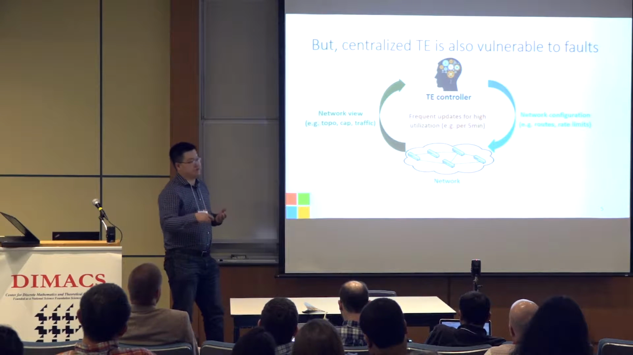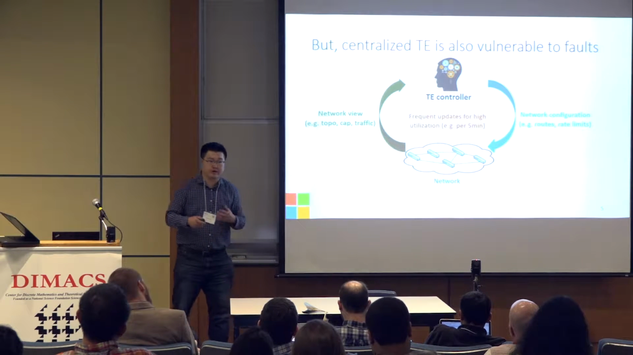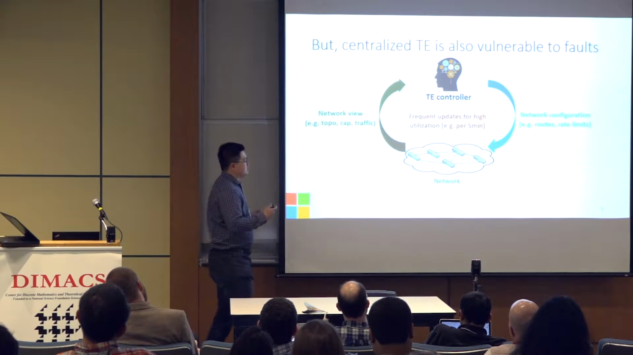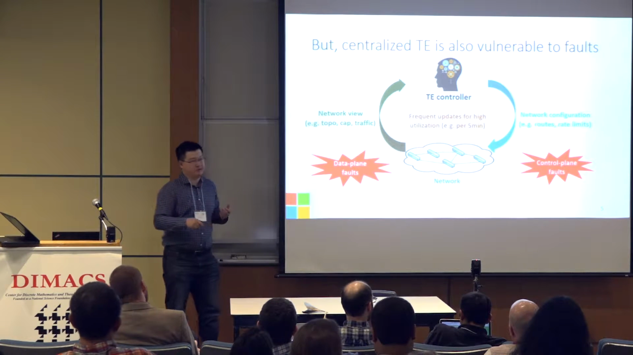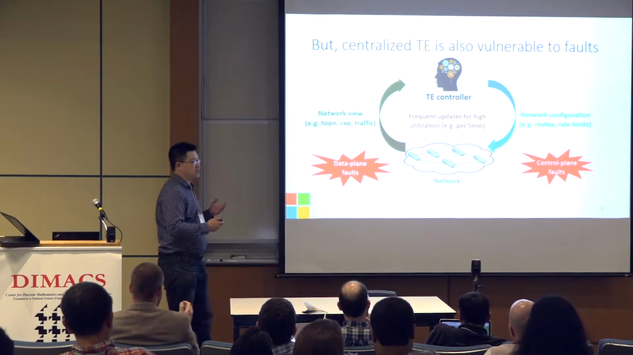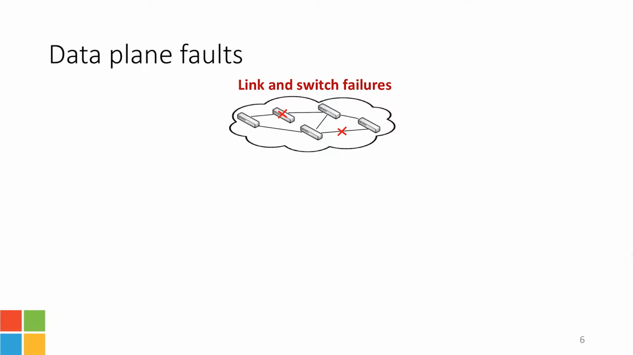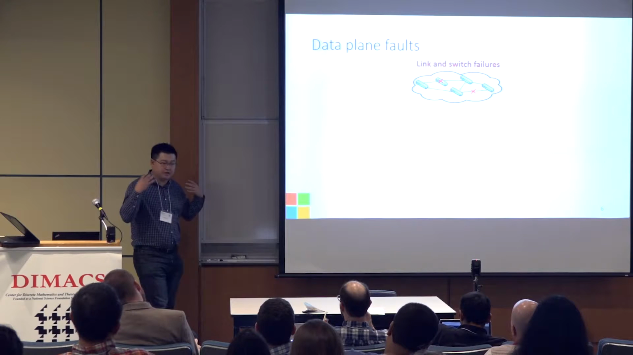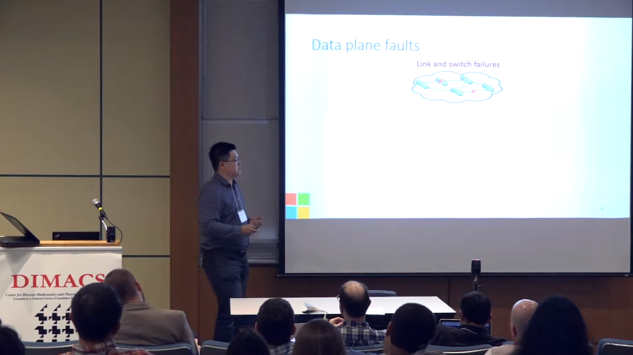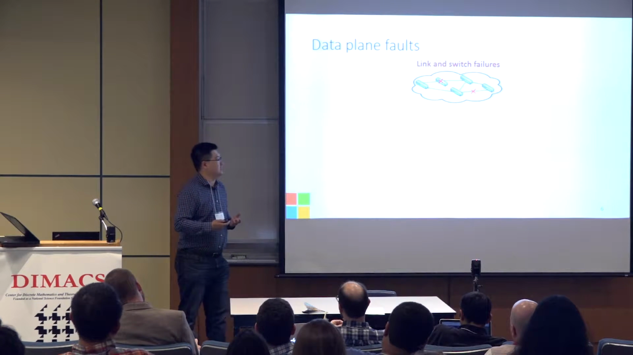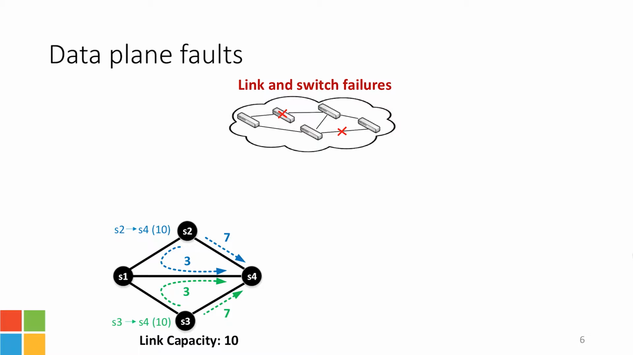Because the TE controller is monitoring and controlling the network remotely, it is very vulnerable to the faults that can happen in the network. Today we will focus on 2 kinds of faults: data plane faults and control plane faults. Data plane faults mean device and link failures. When this happens, the topology and the capacity have changed, and it will cause severe congestion. For example, given this network, suppose there are 2 flows going through. Each flow uses 2 paths from the source to the destination.